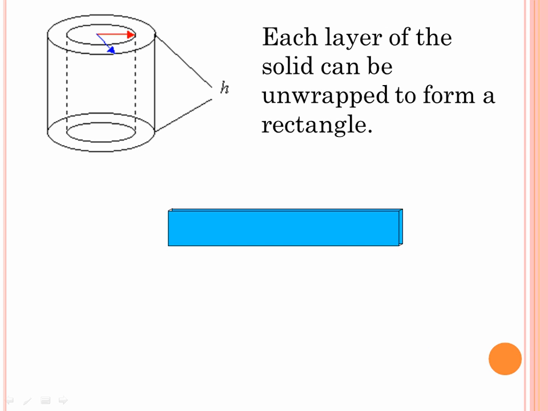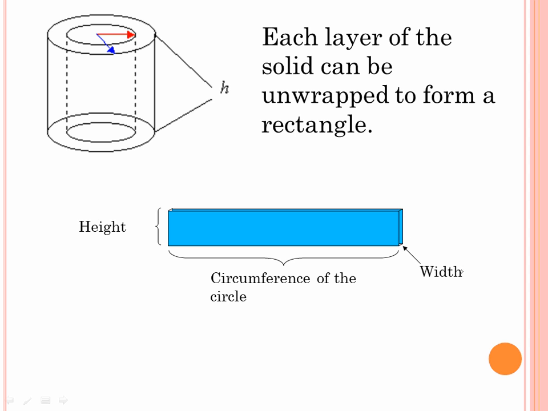So, each layer looks like this. If I cut it and unwrap it, we have a rectangle with a thickness. Now, if I lay this rectangle out, how long is it? Its circumference, which is 2 pi r. What's this measurement? Height. That's the height of our cylinder. And then we have the width, which is like the thickness, the dx.